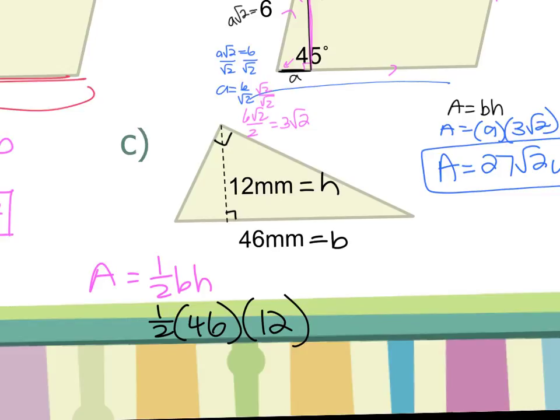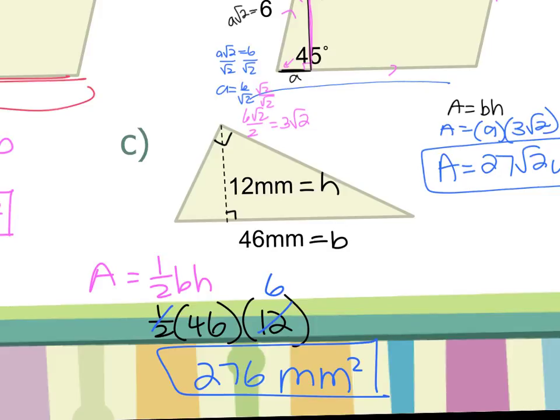So I can either do half of 46, multiply that times 12. I could do half of 12, multiply that by 46. Or I could multiply 46 and 12 together and divide by 2. I'm going to do half of 12, which is 6, and then 6 times 46, 276. This time it gave me a unit, so this would be millimeters squared.